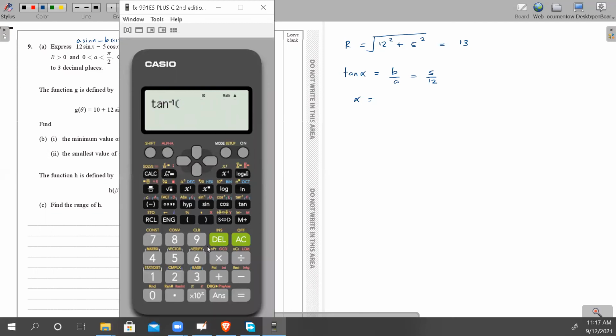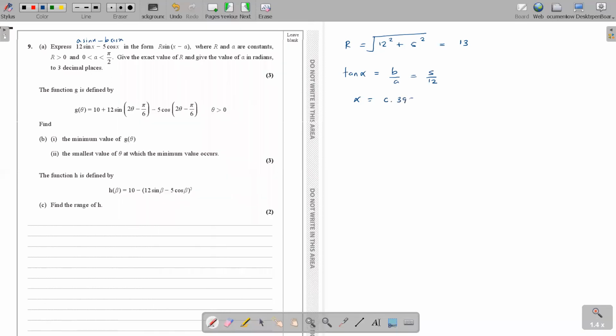So tan inverse 5 over 12, however, the calculator must be in radian mode. So change to radian mode. Tan inverse 5 over 12. So that gives me 0.39479. So to 3 decimal places, 0.395, right? Okay, so give the exact value of r and alpha.